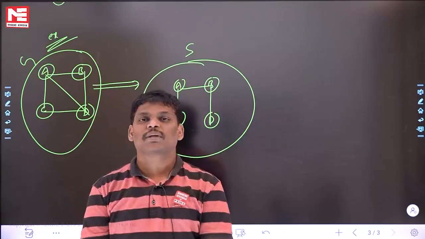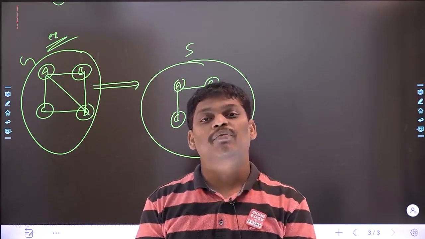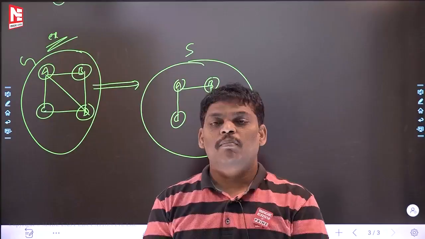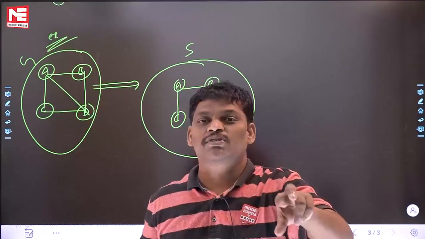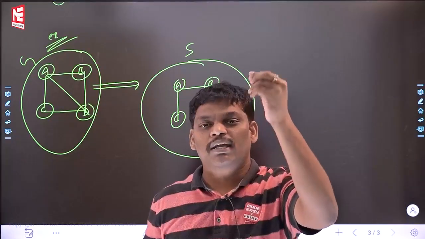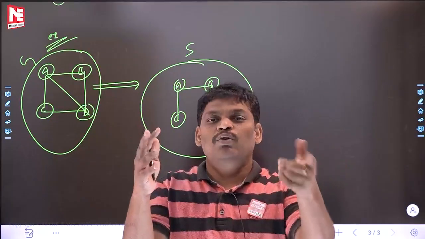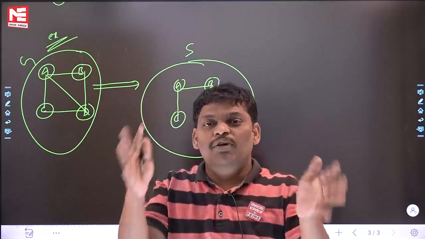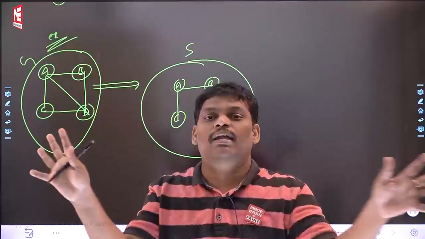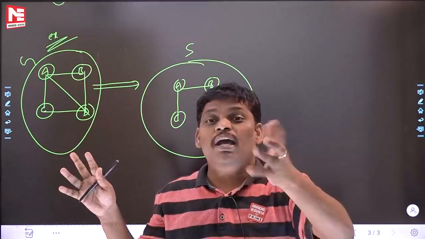If anyone asks what is the meaning of spanning tree, what will you say? Connecting all vertices with the minimum number of edges is known as a spanning tree. Try to remember that V minus 1 edges are enough. Some people ask, sir, I have V vertices, I took V minus 1 edges, still the graph is not connected. To connect V vertices, V minus 1 edges are more than enough.